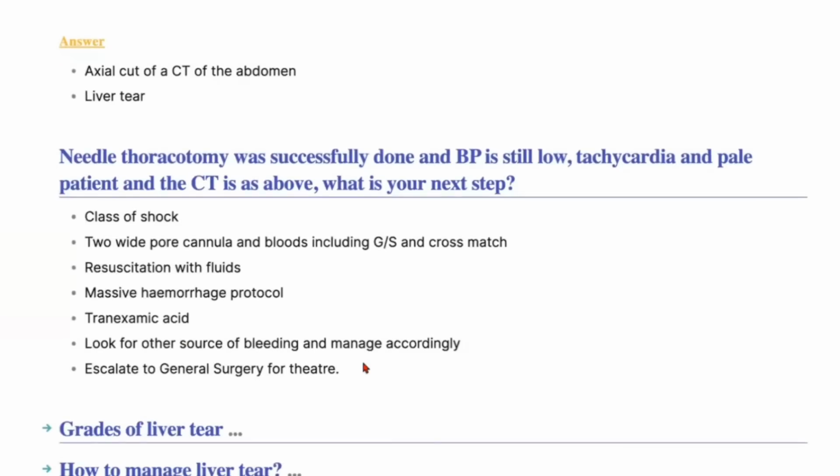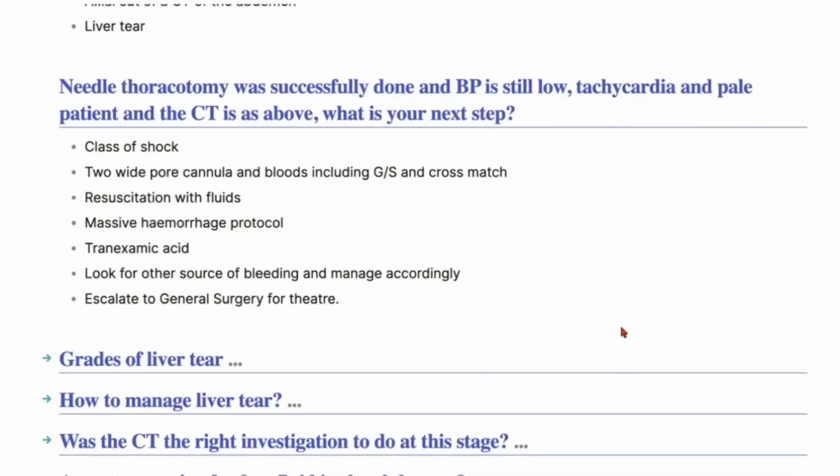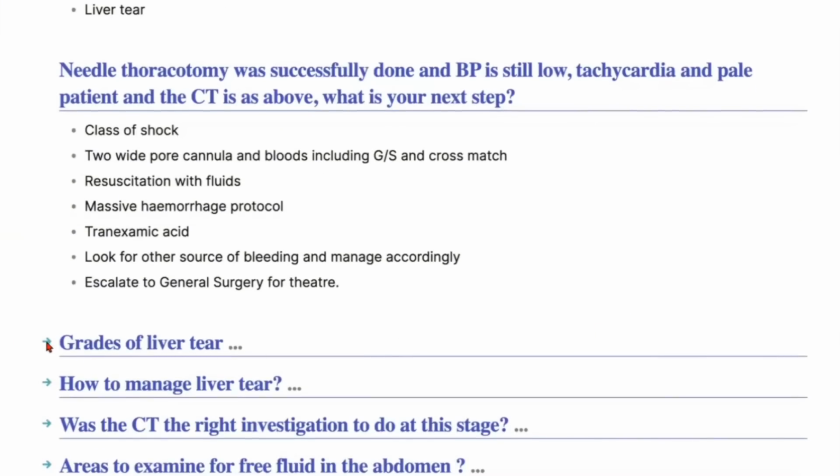What are the grades of liver tear? So the grades of liver tear can be based upon imaging findings or clinical findings. There's 6 grades or 5 grades depending on which classification. The 5 grade classification is where grade 1 is a hematoma which is less than 10% of the surface area, or a laceration which is less than 1 centimeter. Grade 2 is where the hematoma is between 10 to 50%, or the laceration is 1 to 3 centimeters. Grade 3 is a hematoma of more than 50% of the surface area, or a laceration greater than 3 centimeters. And then grades 4 and 5 are the ones that we're most worried about.